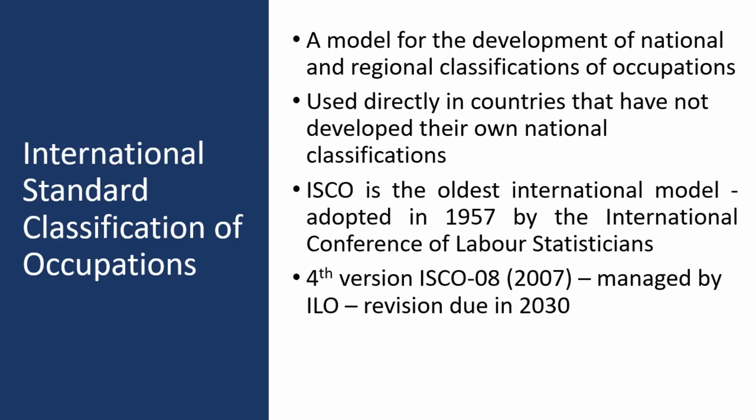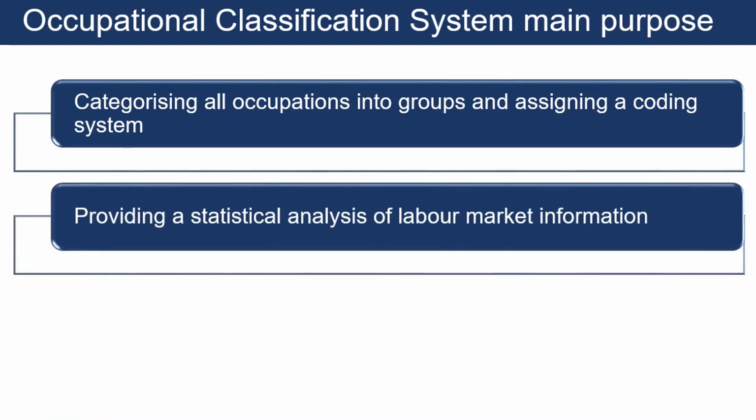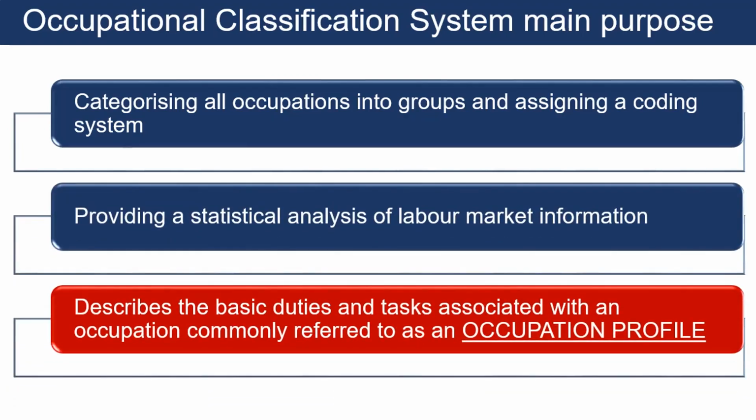ISCO is a globally recognized framework for grouping and describing occupations. Managed by the International Labour Organization, ISCO provides a consistent way to classify occupations across countries and regions. First introduced in 1957, the current version, ISCO-08, was adopted in 2007, with a revision planned for 2030. The occupational classification system serves three key purposes.